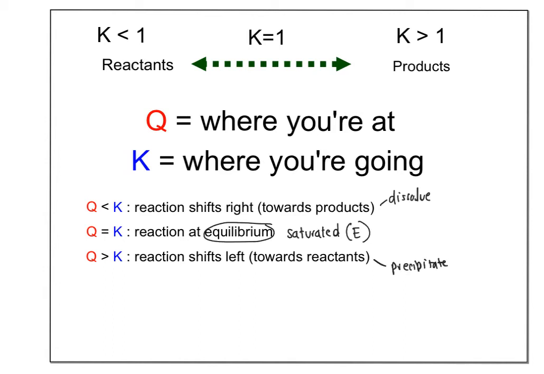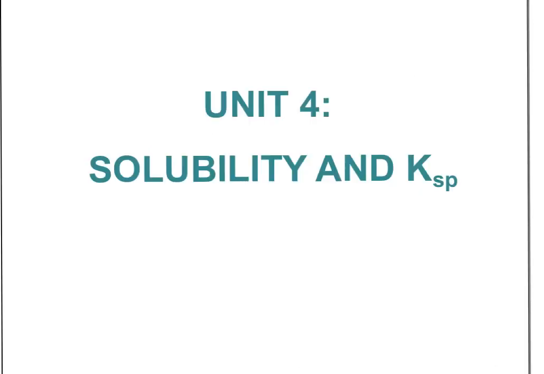So in an equilibrium unit, they might say, which way will the reaction shift? In a Ksp unit, they're going to say, will a precipitate form, which is just a fancy way of saying, will it shift left? So you're still doing Q versus K, but instead of saying which way do we shift, they will say, will a precipitate form, which is translated as, will we shift to the left? Compare Q and K. And then lastly, we had a lab this unit, so I want to look at that.